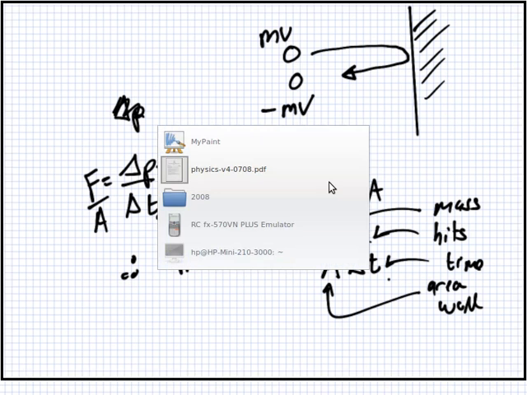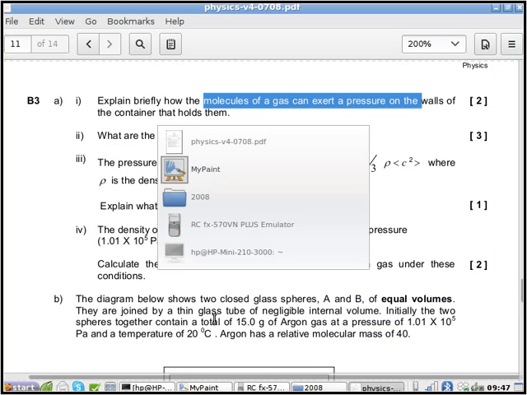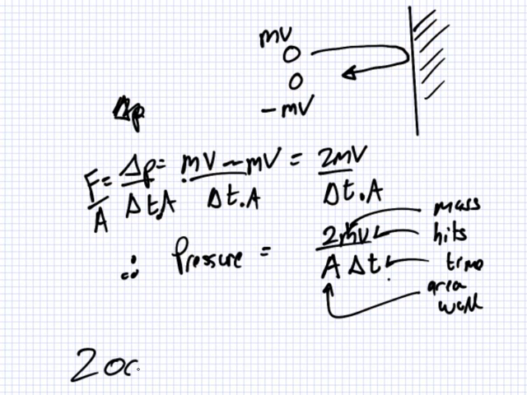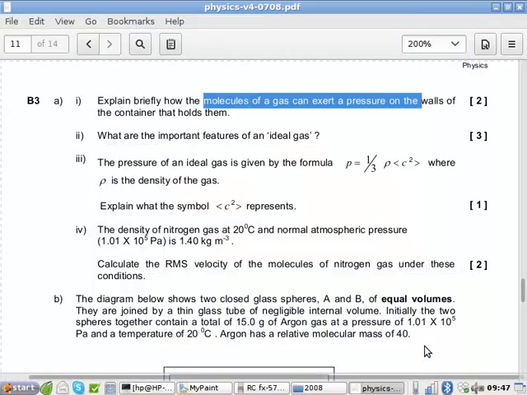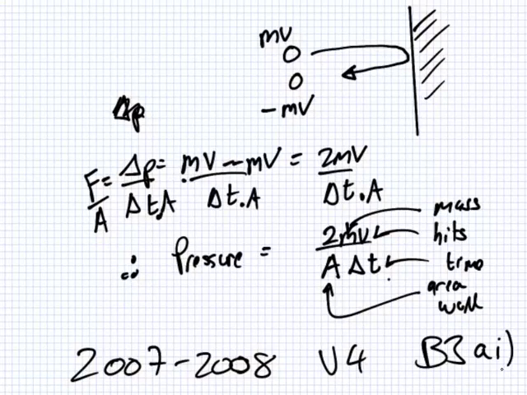This is an important one, especially for Musharif, so I better write down the year. This was 2007 to 2008, version 4, B3A. So this is the third proof that we need? No, but it's not really a proof, you see, because it's incomplete. It was only part of it.